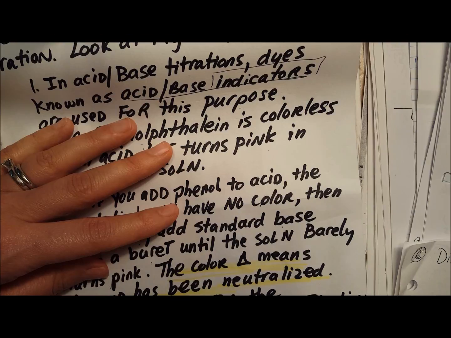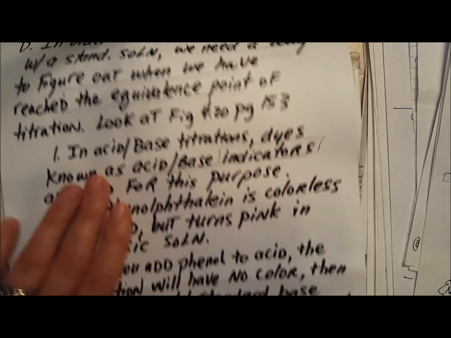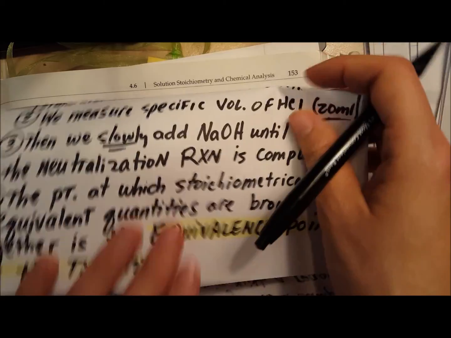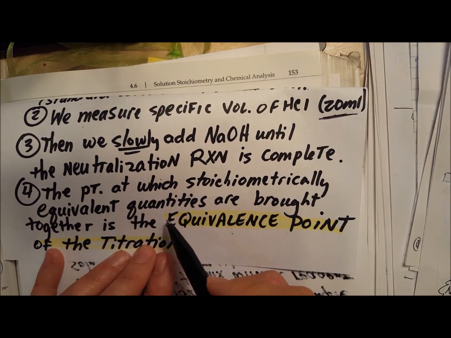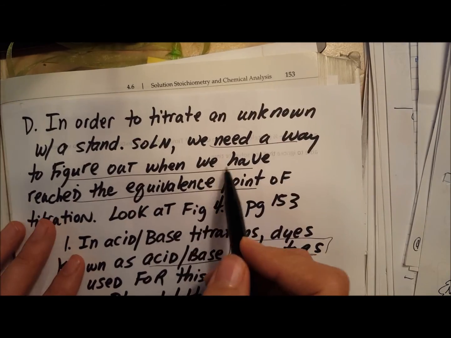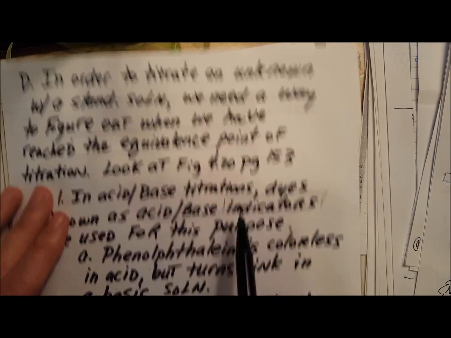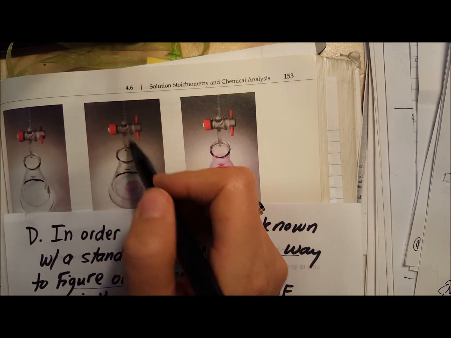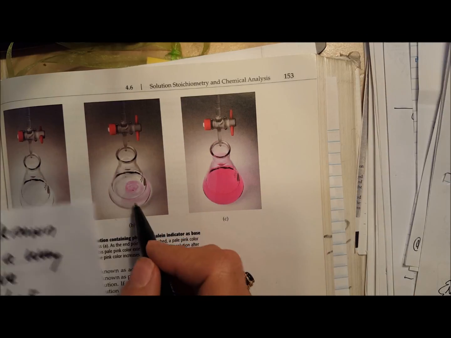This coincides with the equivalence point. So you could say end point or equivalence point. Those two words coincide with each other. And remember, an equivalence point is the point at which stoichiometrically equivalent quantities are brought together. The way that we figure out when we have reached the equivalence point is by adding an indicator. In this example, they added phenolphthalein, and when the base, which is sodium hydroxide, was added to the acid, we know that we have reached the equivalence point when the solution turns pink.